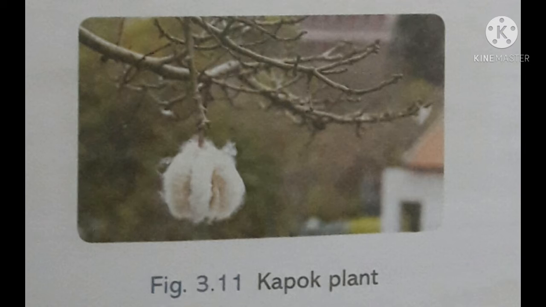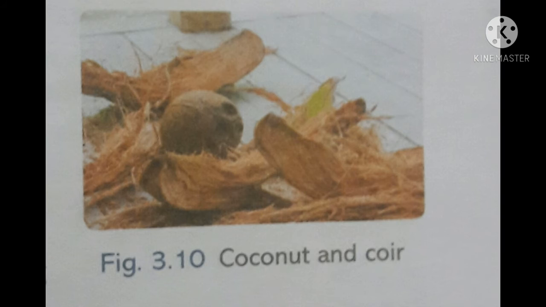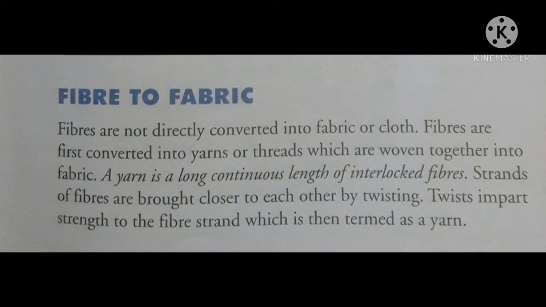Children, here you are seeing the kapok plant. The plant gives us white cotton-like fiber, and the fiber is obtained from the seed pod of the kapok plant. Flax plant. You are seeing the flax plant. It has purple colored flowers and the fiber is obtained from the stem of the flax plant. Coconut and coir. Children, you are seeing figure 3.10, coconut and coir. Coconut, the husk of the coconut fruit, gives us fiber.